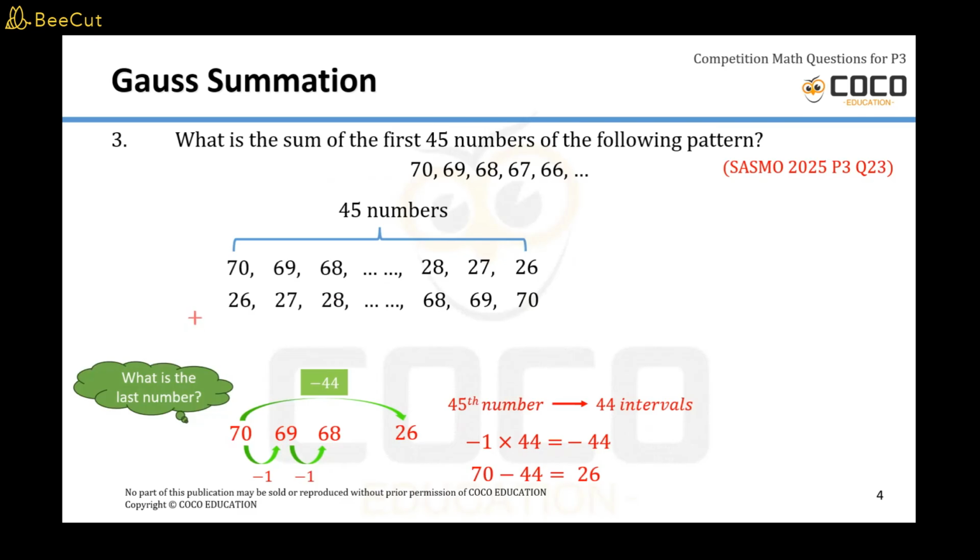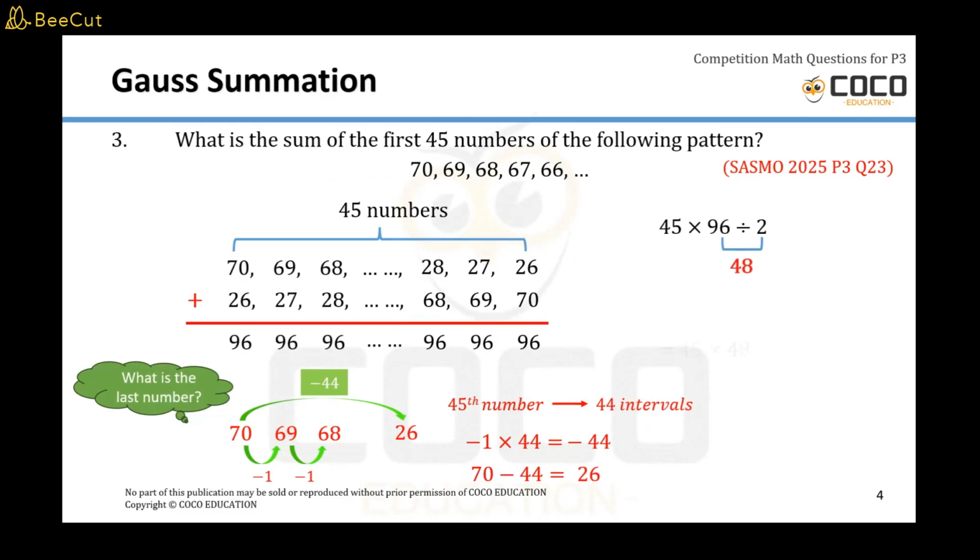Then you add these two sets of numbers together. Then you can find the sum of each pair, which is 96, 96, 96. All of them are 96. Then 45 times 96 divided by 2. So we can do this part. 96 divided by 2 equals 48. Then 45 times 48 equals 2,160. So for question number 3, the answer is 2,160.